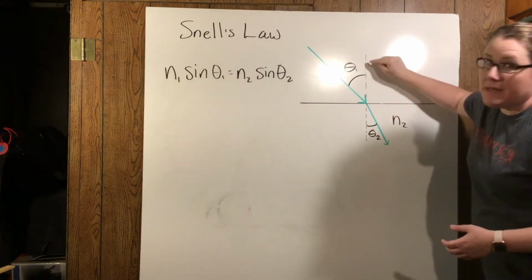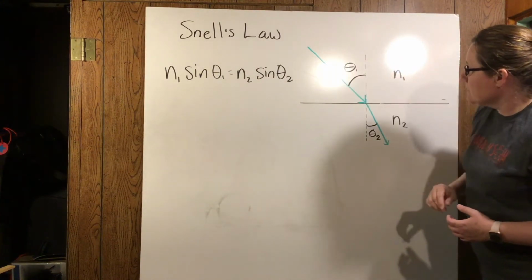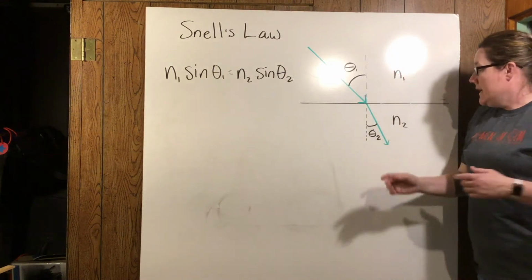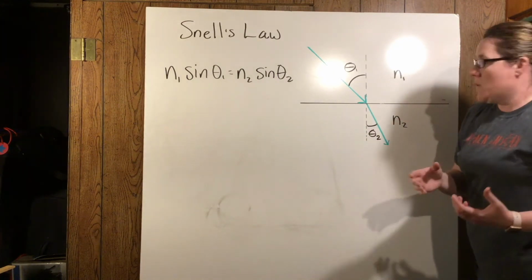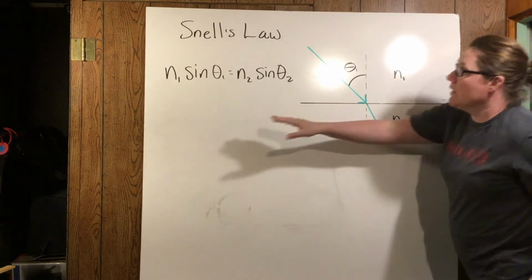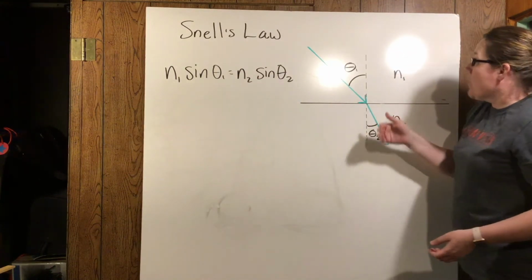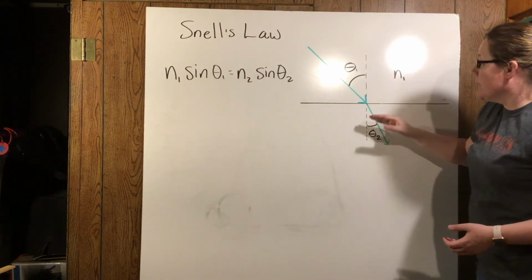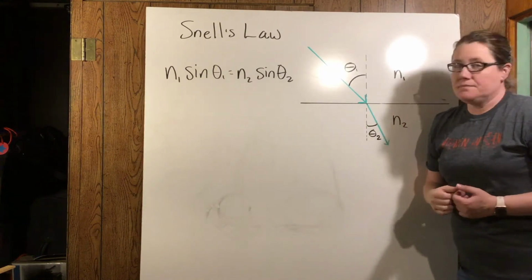So from this straight up and down dotted line, the angle that goes out from there. You take the sine of that angle times the n1, and it is equal to the sine of this angle that's made inside the next substance, in this case water, times the n of water. And when you multiply those two and you multiply those two, they end up being the same. And so as n goes up, your theta will get tighter and tighter and tighter. And the greater the difference between n1 and n2, the greater the difference in the angles as well.